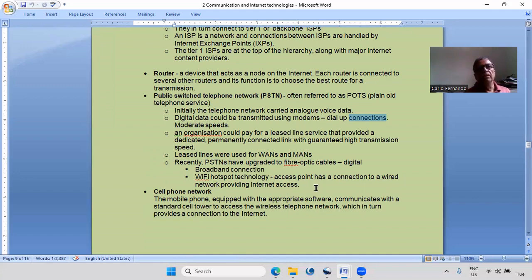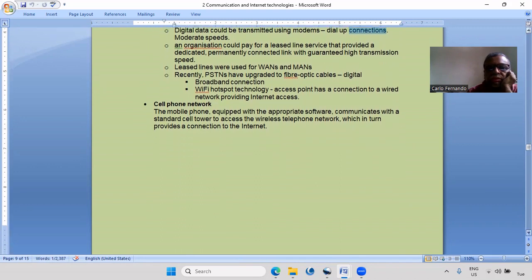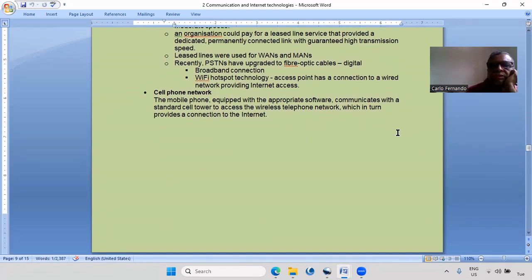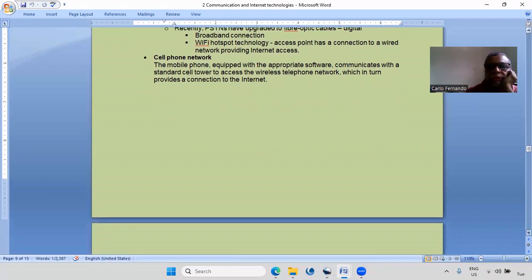But nowadays many service providers give it without a cable, from the ISP directly to the router and then the computer, without wires. That is done by the cell phone network. A mobile phone equipped with the appropriate software communicates with a standard cell tower to access the wireless telephone network, which in turn provides a connection to the internet. You have seen those very tall towers with antennas transmitting and receiving, which enable the mobile phone network to operate.